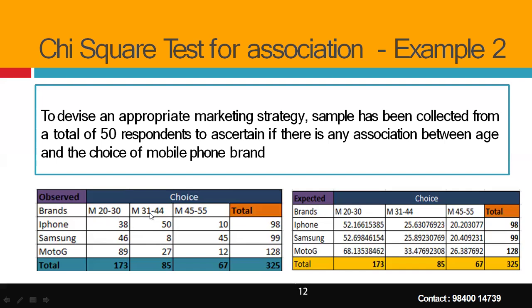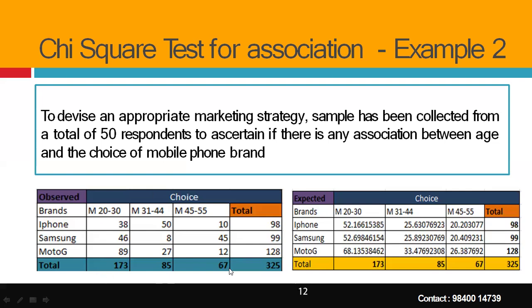For 31 to 44, it is 50. Middle-aged people buy more because their income is more, and as they grow old, their income is less and the chance of buying is less. Young people are also likely to buy more. Based on the survey we ran, we got this information: how many Samsung they purchased and how many Moto G. So these are your actual values.